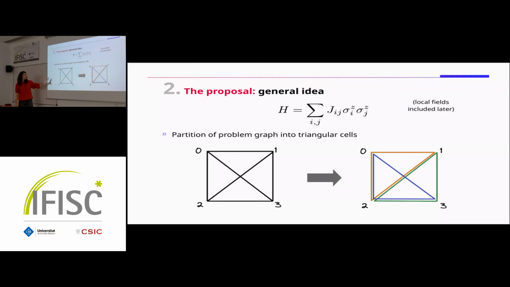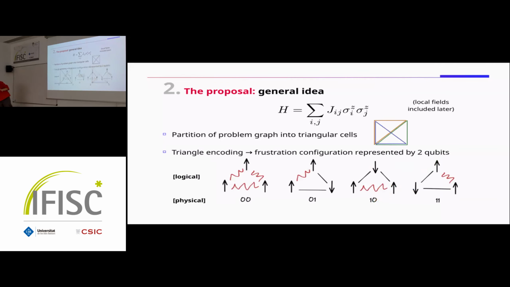The first thing that we're going to do is partition our problem graph in terms of triangles. Exactly how this partition is going to be done, we'll go over in a second. But the point is that we only need to ensure that we are covering all the edges and a couple more conditions. Once we do this, each individual triangular cell, since we have some symmetry, only requires 2 qubits to describe its energy uniquely.